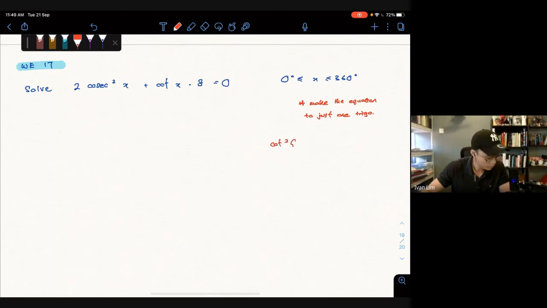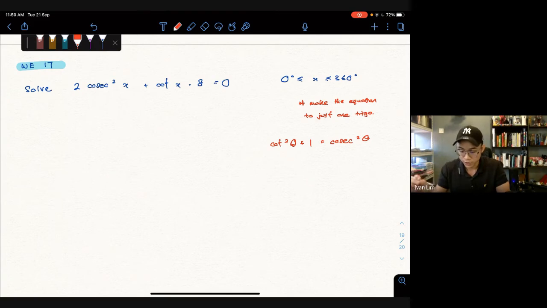Cotangent square theta plus 1 equals cosecant square theta. The theta, you can write anything inside. It can be x, it can be y, it can be 2x, it can be 3x, but it needs to be the same. All the theta needs to be the same. Now you see, do I want to change cosecant square to cotangent square plus 1? The answer is yes, it's good.